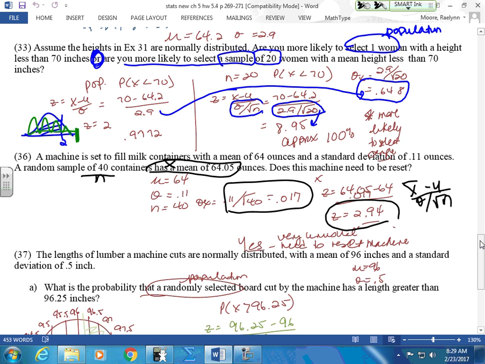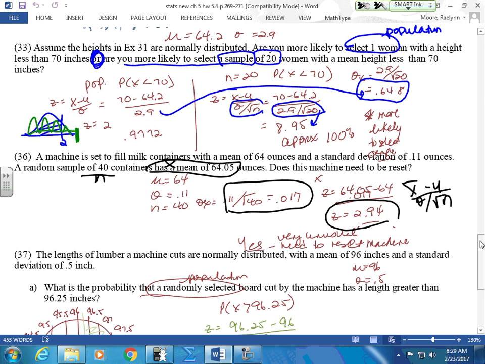That's pretty high, isn't it? Don't we consider plus or minus 2 to be unusual, plus or minus 3 to be very unusual? Then I would say this is an unusually high container. And I would say, yep, you need to reset this. Because if I'm going to keep giving everybody extra, I'm going to lose money. They're getting a little extra, but I'm losing money.